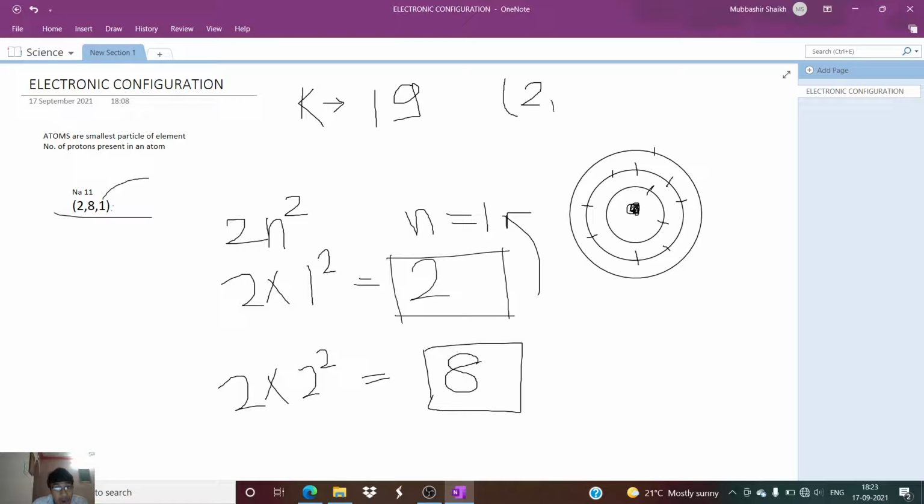Then we have to give a comma. 8 electrons can be placed in the second shell. So 8 electrons. Now we have placed 10 electrons. So how many are left? Total 9 electrons are left. Now according to the formula, total 18 electrons can be placed in the third shell, but we are going to place only 8 electrons in the third shell.